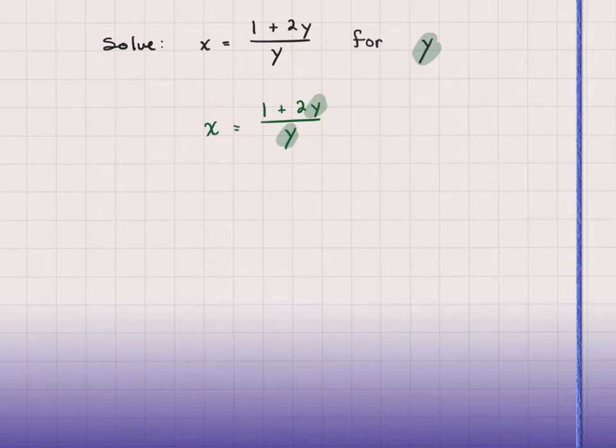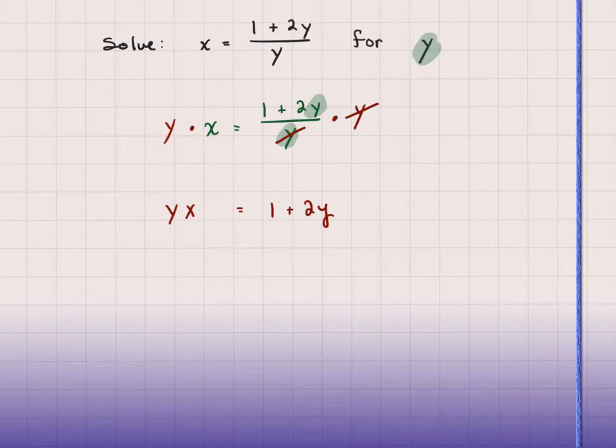Now there's several ways to do this. Whenever I'm dealing with fractions, whether it's a fraction on both sides or just a fraction on one side, the method I like to use is multiply that side by the denominator. So I'm going to take the right-hand side times y, which forces me to take the left-hand side times y. And by multiplying by the denominator, they cancel each other out, leaving me with just 1 plus 2y on the right-hand side and y times x on the left-hand side.